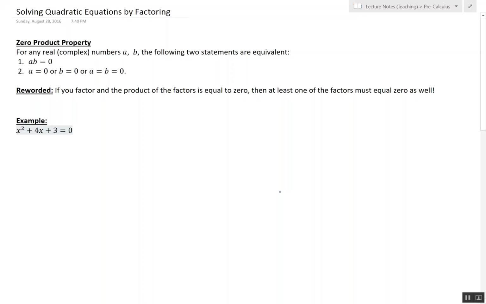Hi everyone, welcome back. Today we're going to be talking about quadratic equations and how to solve them, and then we're going to move on to quadratic functions. And so the first thing we want to do is talk about solving by factoring.